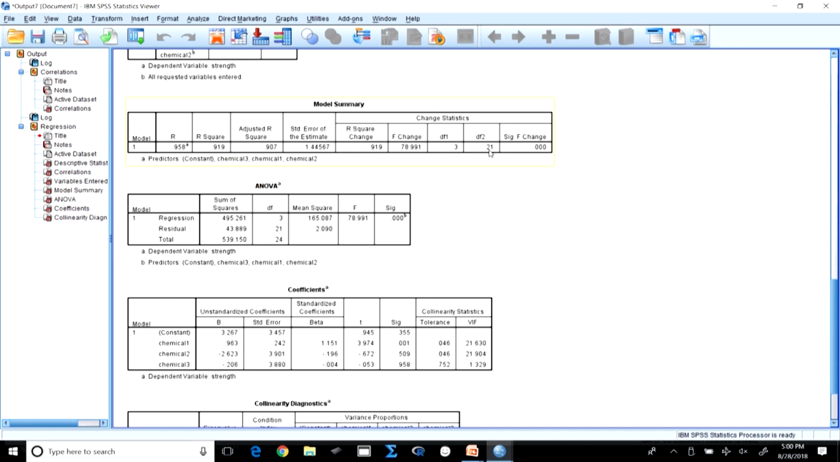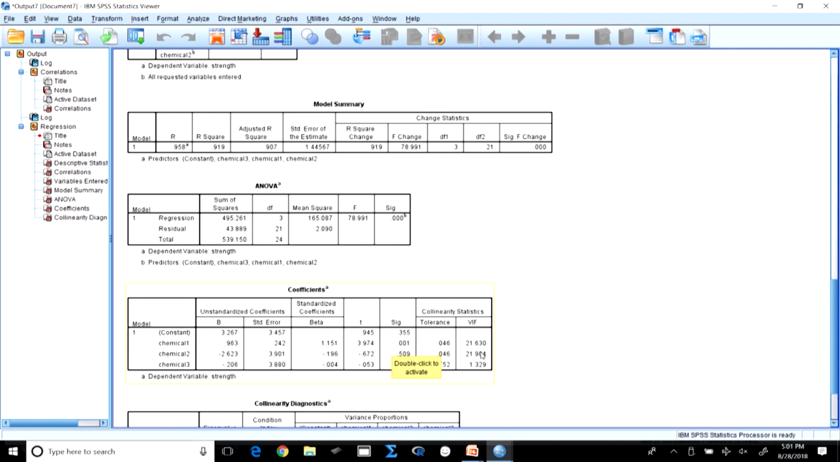Now, this is the area we are interested in. Look at each chemical. For chemical 1, the t value is 3.974 and it is significant at the 0.01 level, and the tolerance value is 0.046. We said tolerance value should lie between 0 and 1, and the variance inflation factor is 21.63. So there is a serious multicollinearity problem. Chemical 2 is again showing 21.3, and chemical 3 is showing 1.329.